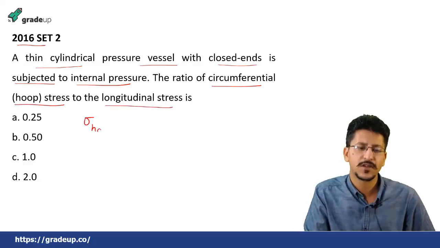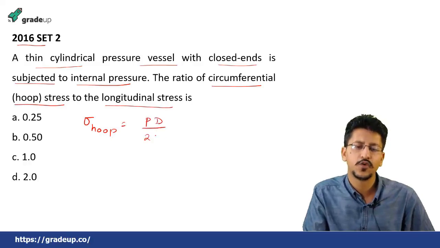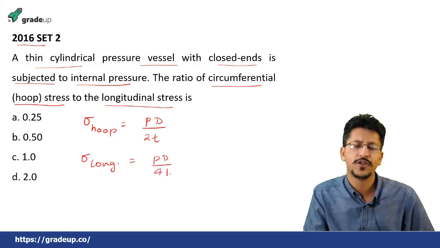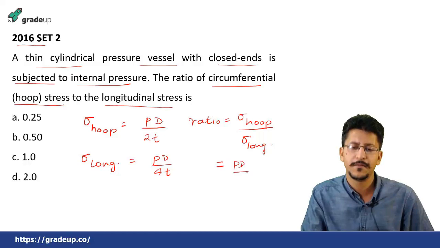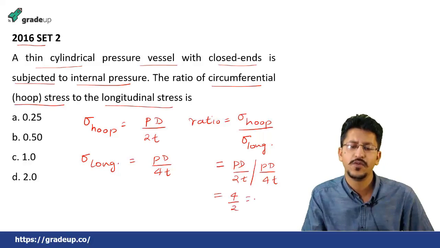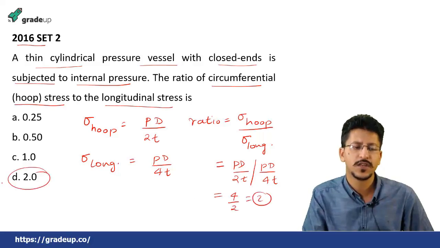This is a very simple question. The hoop stress is given by PD by 2T and the longitudinal stress is given by PD by 4T. So the ratio it is asking about, sigma hoop upon sigma longitudinal, is nothing but PD by 2T divided by PD by 4T. You get this as 4 by 2, or 2. So the correct option is option D.